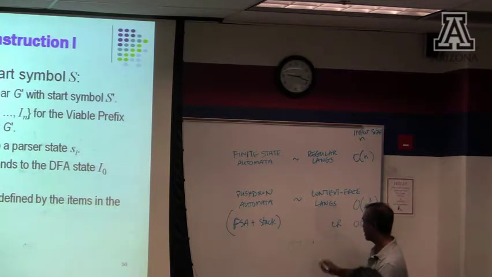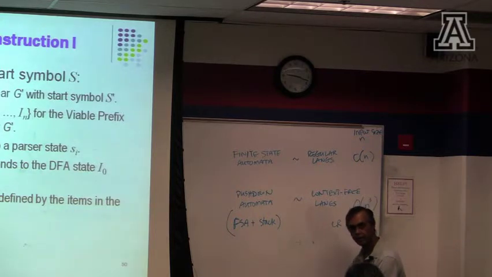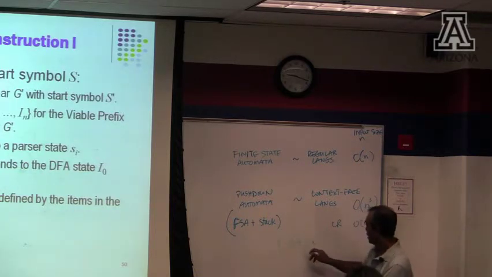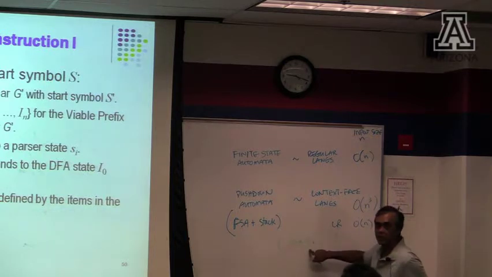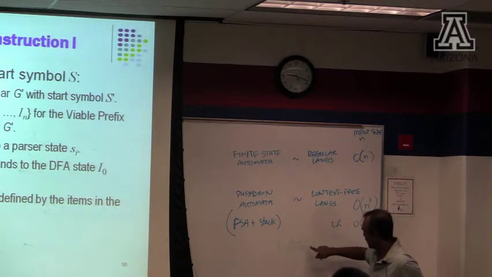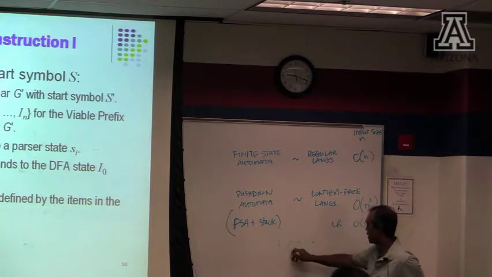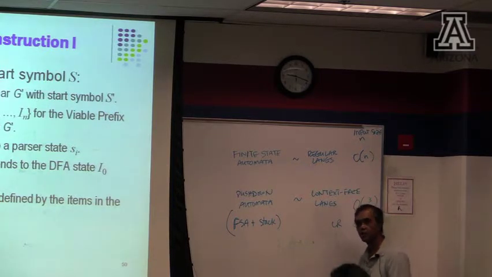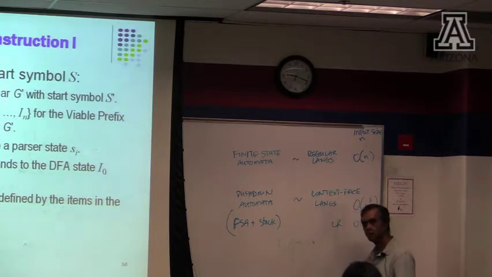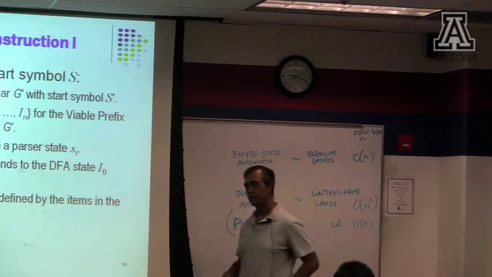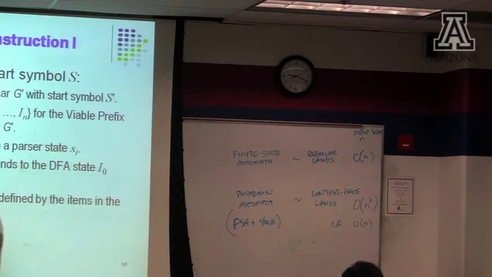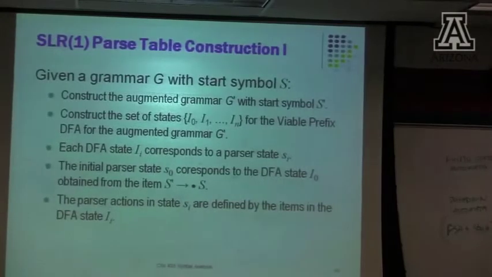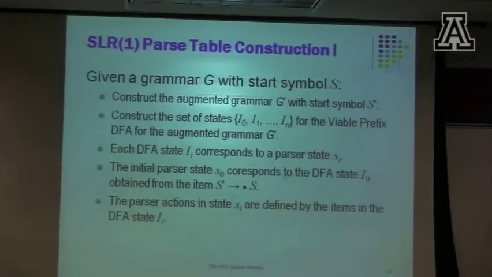If I have an item where the dot is all the way at the end, I have a reduce action for that production. I'm sorry, for that state using this production for everything that's in the follow of that corresponding non-terminal. Okay, so I just examine the different items in each state, and as I go down, I sprinkle shift and reduce actions into my table.